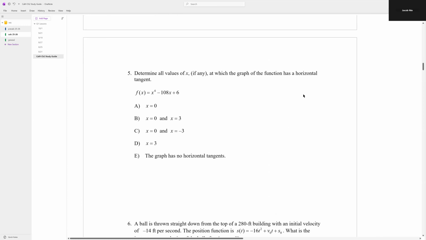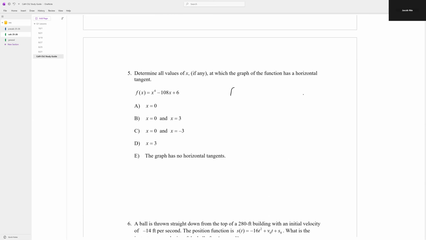Determine all values of x at which the graph of the function has a horizontal tangent. So when I read this question, it's just telling me find all values of x such that the slope of the graph of the function is zero, because that's what it means to have a horizontal tangent. A horizontal line has slope of zero. And so that's essentially asking me where the values of x are such that the derivative is equal to zero, because the derivative is a slope.